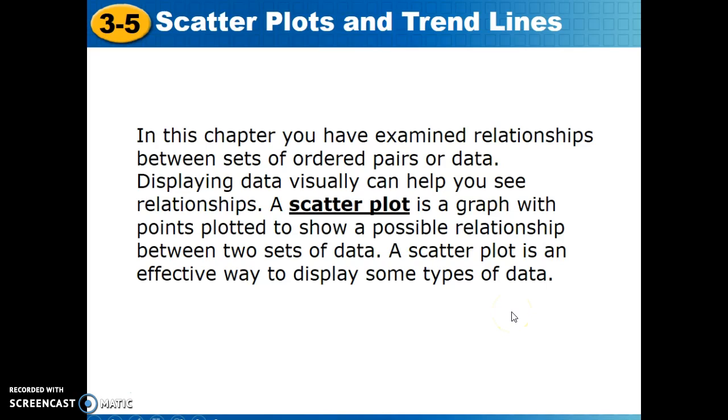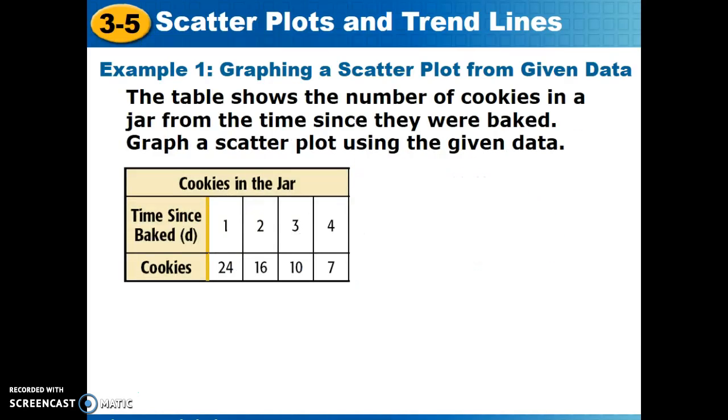We have examined relationships between sets of ordered pairs, and we have decided on whether they were a function or not. And we can look at a graph, a table, or an equation and determine that. A scatter plot is a graph where the points are plotted to show a possible relationship between two sets of data. It's an effective way to display some types of data, and we'll discuss which types.